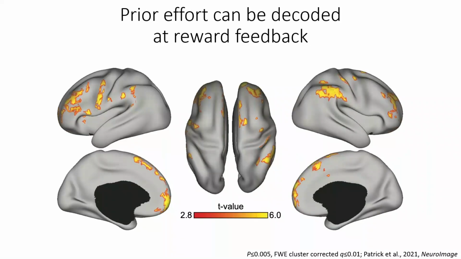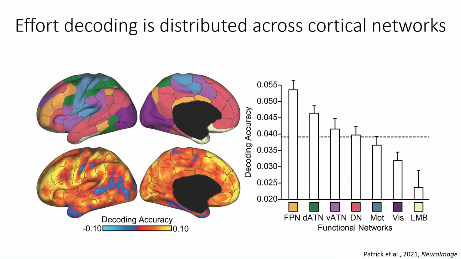So there we found that we could decode previous effort expenditure at reward feedback. It was widely distributed throughout the cortex, which we expected. And that includes aspects of prefrontal cortex, the parietal lobe, both medial and lateral PFC. So from there, we were really interested in seeing, okay, we are able to decode how much effort someone previously put in, but how does that track with these networks that I brought up previously that have been implicated in these cognitive processes such as reward or sustained attention?